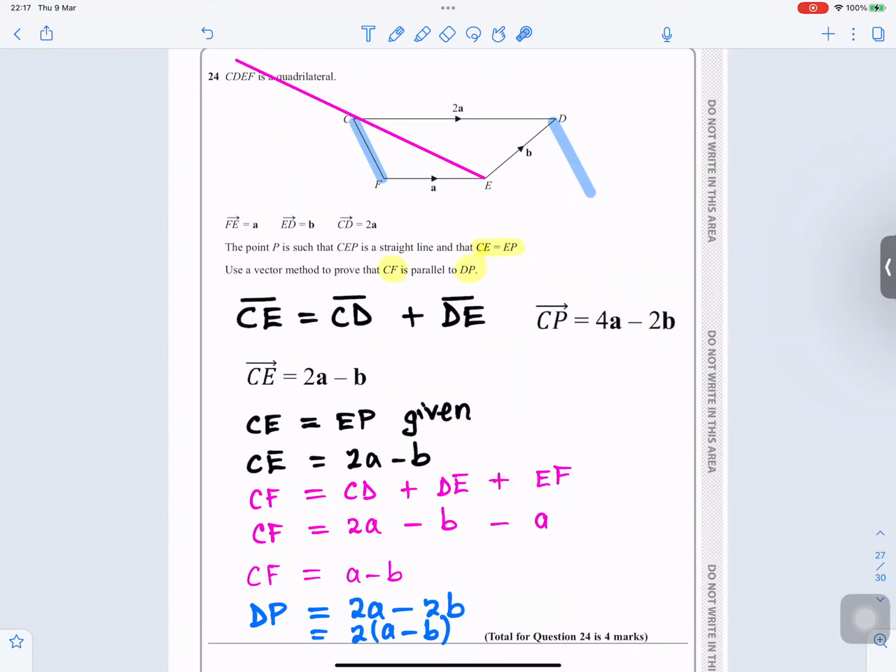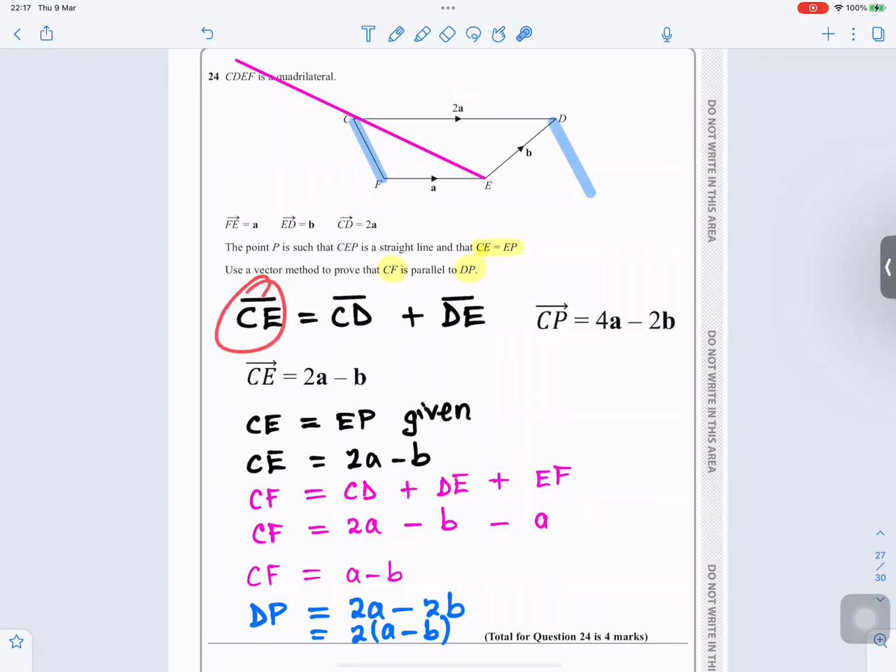Question 24. C, D, E, and F is a quadrilateral. FE is equal to A, ED is equal to B, and CD is equal to 2A. The point P is such that CEP is a straight line and CE is equal to EP. Use the vector method to prove that CF is parallel to DP.